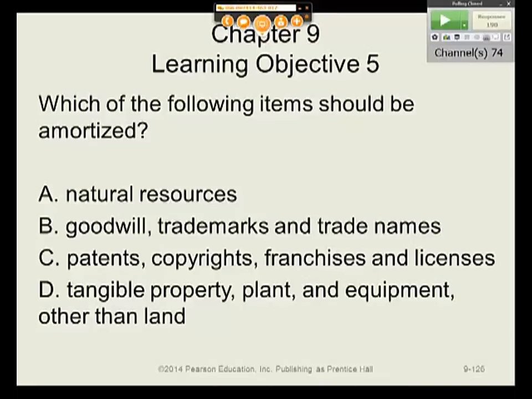What's wrong with A and D? A is a natural resource. What do you call that? Depletion. And D is a tangible plant asset. You call that depreciation. All right, so again, got to watch these multiple choice questions, and the answer to that would be C. All right.